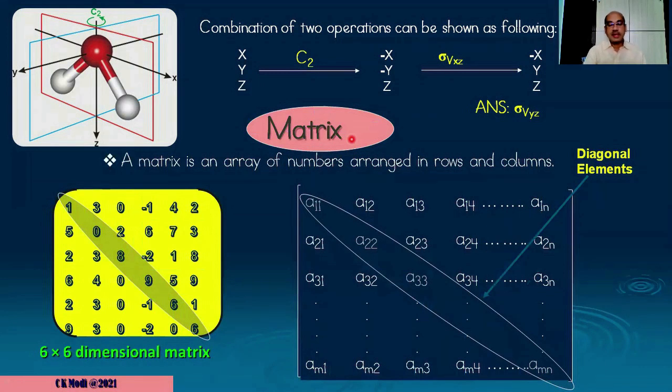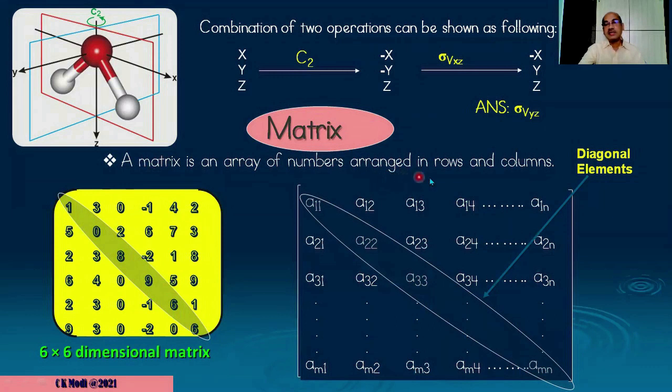Now matrix. These symmetry elements, E, sigma v xz, sigma v yz, C2, how do we represent these elements in terms of matrix? So now we shall discuss the matrix.